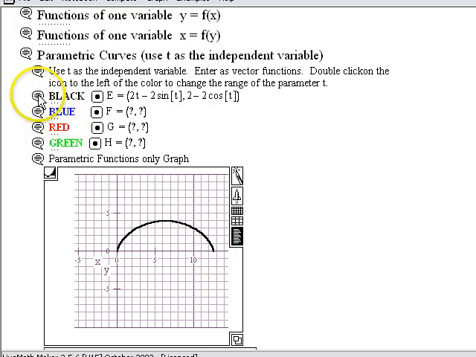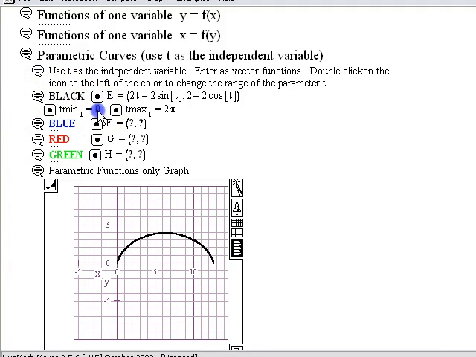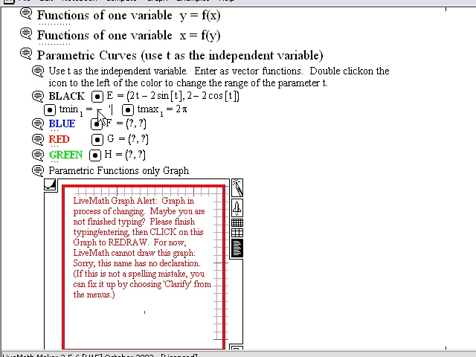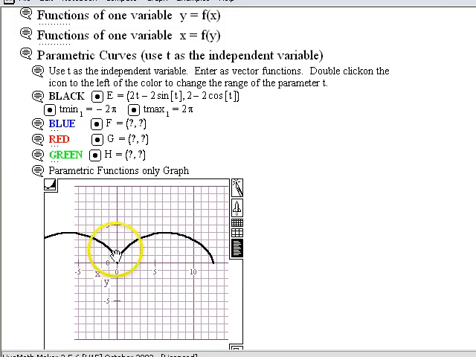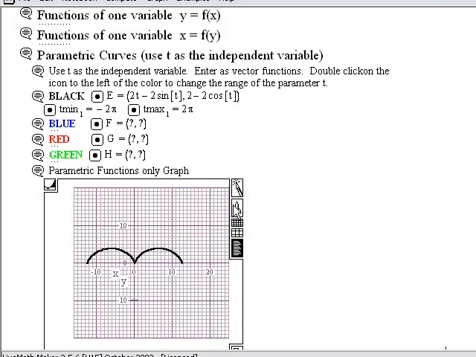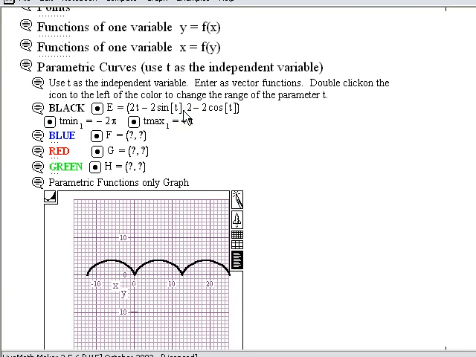In fact, if I plot more of this, let's plot all the way from negative 2 pi to 2 pi. So there's 2 bumps of it. The more I plot, the more you can see that it just keeps repeating itself. There's 3 cycles of the cycloid. That's the path that a point on a circle takes as the circle rolls along a line.